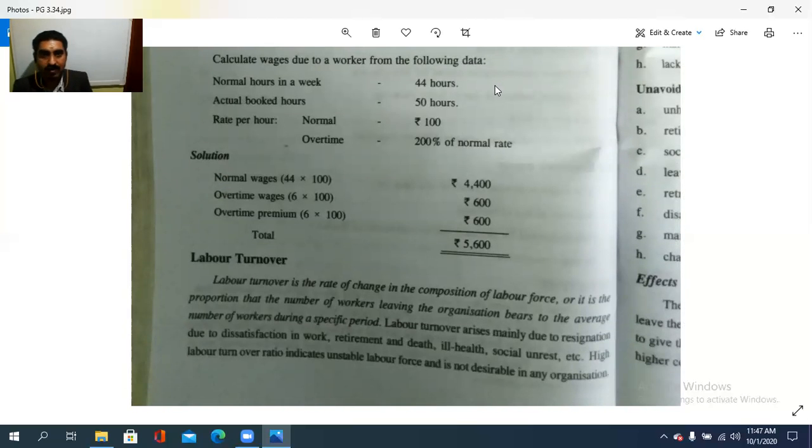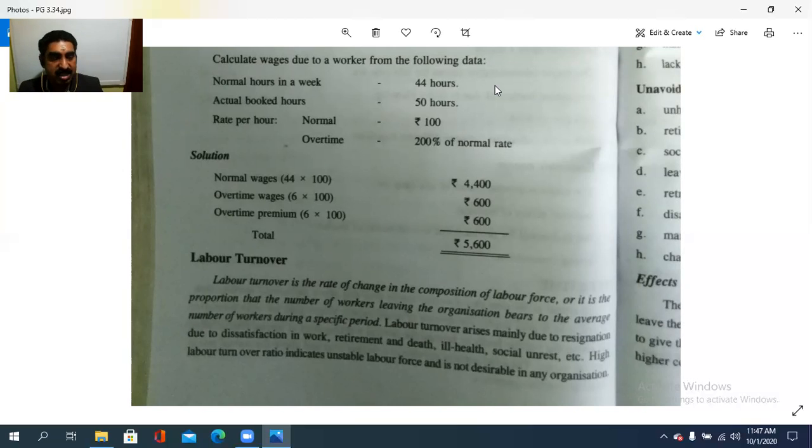Calculate the wages due to a worker from the following data. Normal hours 44, actual booked hours 50. Normal എത്രയാണ് 44 ആണ്, ശരിക്കും പണിയെടുത്തത് എത്രയാണ് 50 hours ആണ്. അപ്പോൾ 6 hours എന്താണ്, that is the overtime. Then rate per hour normal is 100, so 44 into 100 4400. So 6 hours is the extra hours worked, means actual booked is 50.